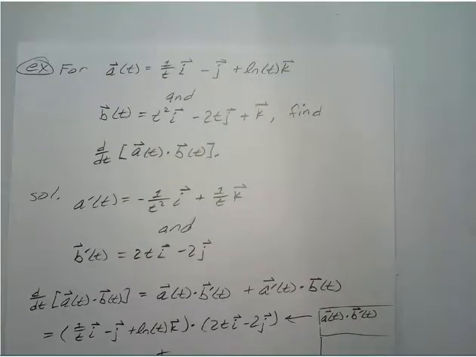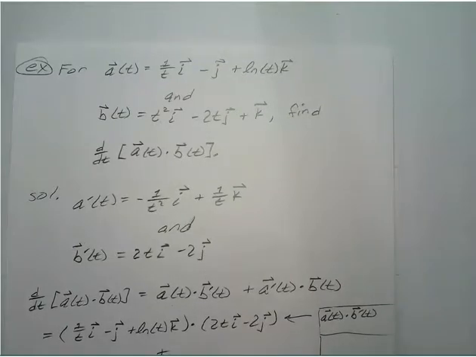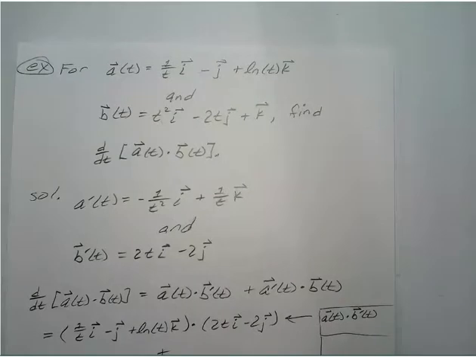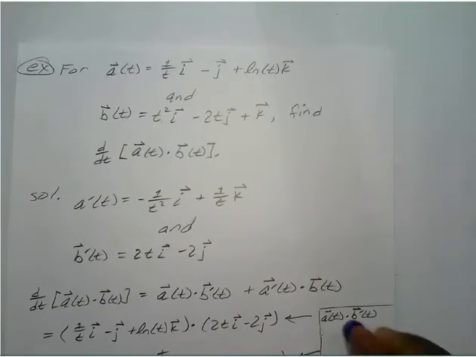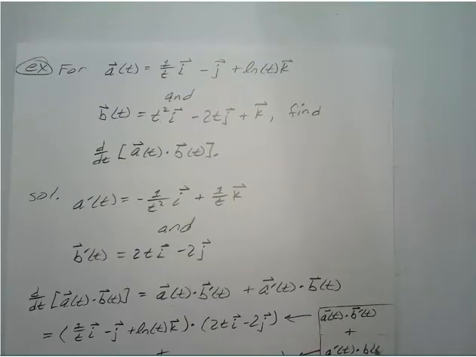Okay, so you have a prime of t, which is negative 1 over t squared, plus 1 over t times k. And you have the dot product of your b, which is t squared times your i vector minus 2t times your j vector plus your k vector. Okay, so this is a prime of t, b of t.